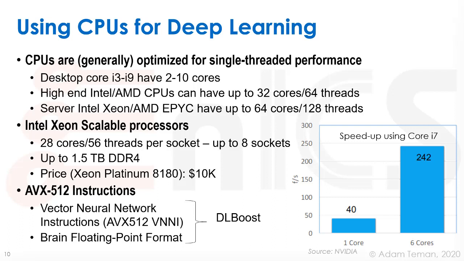They also have support for the brain floating point format, the BF16, and when you take these two things together, they call it the DL Boost approach. So this is inherent support for machine learning type data flows inside the Intel architecture.